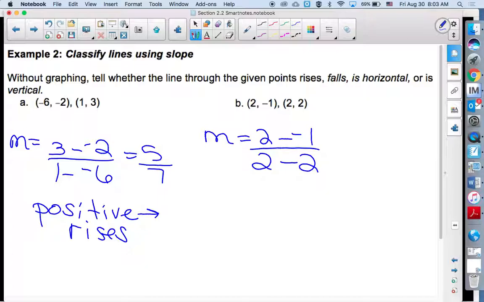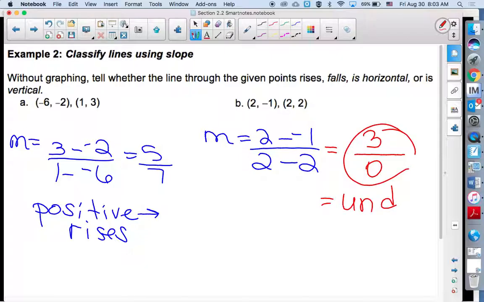Stephen, how about letter B? What do we have there? Undefined, because we have a 3 over 0. Make sure you're saying that it's undefined. Don't leave it like this. And Stephen, if it's undefined, what type of line do we have? A straight up and down line. It's vertical. Questions?